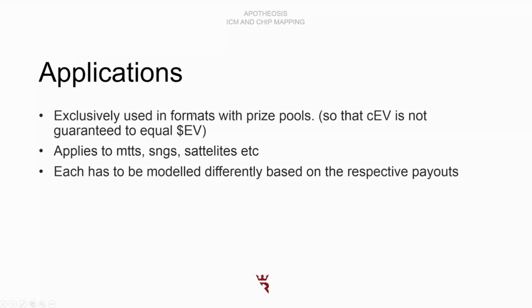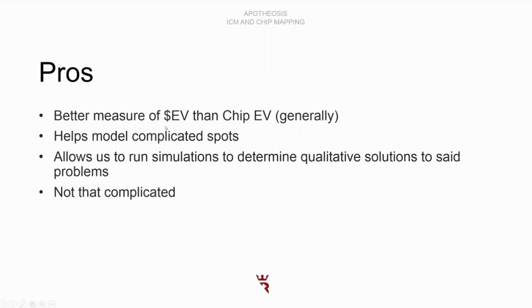ICM is used exclusively in formats with prize pools, and that's because chip EV is not guaranteed to equal dollar EV. Obviously, there are spots in tournaments where chip EV will still equal dollar EV, or be a good enough approximation that we feel comfortable using it as roughly true. So ICM only applies to MTTs, sit and goes, satellites, pretty much anywhere where you're using chips to win a spot in a prize pool, and you can't cash out the chips for money as they are. It's a better measure of dollars than chip EV, generally speaking, right?